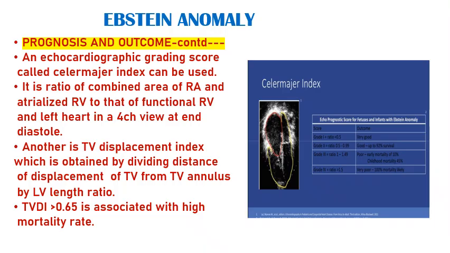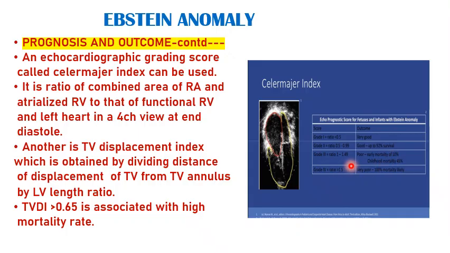An echocardiography grading score called the Celermajer index can be used for prognostic checking. It is the ratio of the combined area of the right atrium and atrialized right ventricle to that of the functional right ventricle and left heart in a 4-chamber view at end diastole. If it is less than 0.5, prognosis is very good. If it is 0.5 to 0.9, it is grade 2, and there is a 92% survival rate.